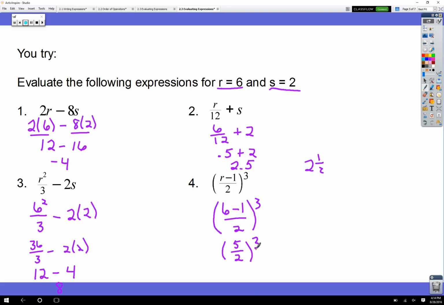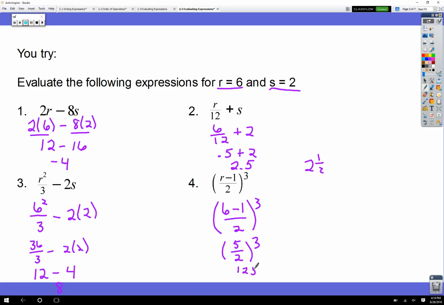Okay, now this one's just a little bit tricky because you could do 5 divided by 2 and you could write down what you got. But there's also another way you can do fractions, and we'll learn about this more when we do exponents. If we're going to do 5 halves to the third power, we can do 5 to the third power over 2 to the third power. So we can also write it out like this. So 5 times 5 times 5 is 125.